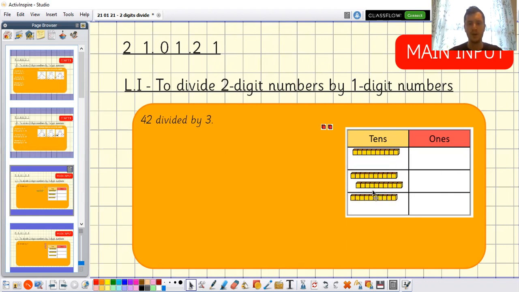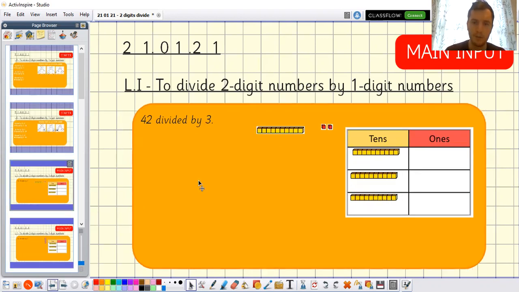Oh, there's a problem here. We can't put this 10 in any of those groups. If I put it there, it's not equal. If I put it there, it's not equal. If I put it there, it's not equal. So what do we do? Well done if you said we can regroup that 10 into 10 extra ones. So let me do that.